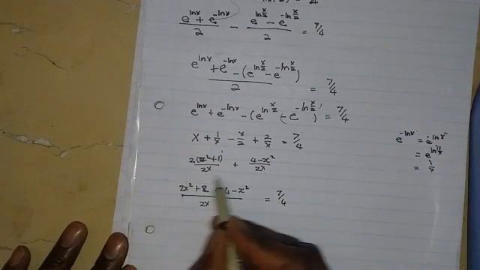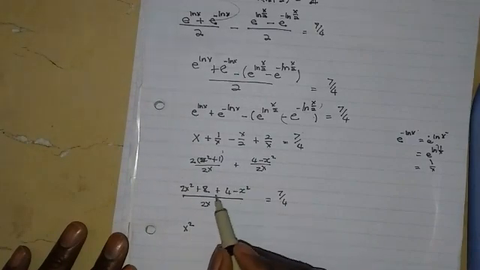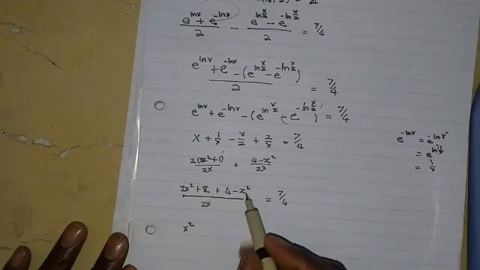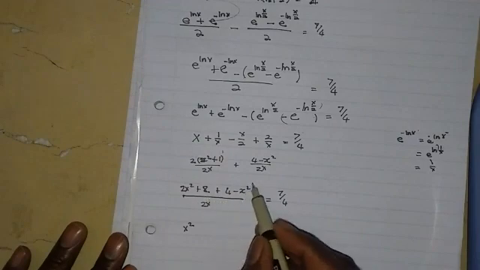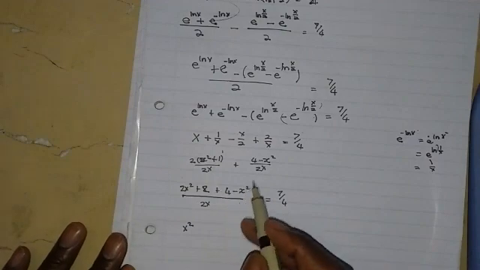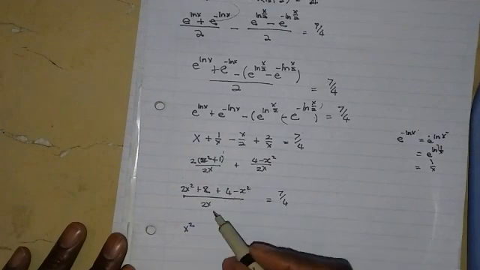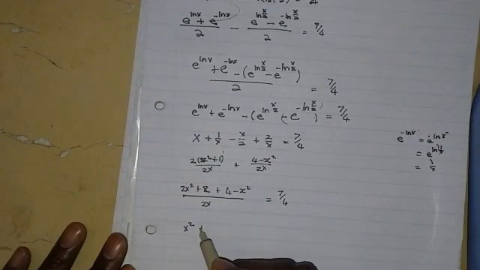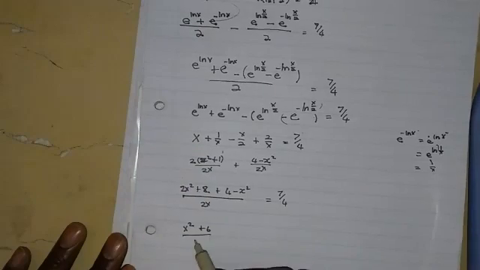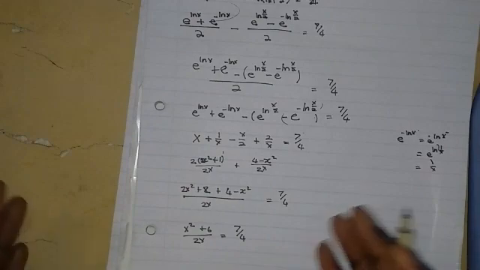What you will be getting from this is x squared, this one is gone, and 2 plus 4 is equal to 6, plus 6 divided by 2x is equal to 7 over 4.